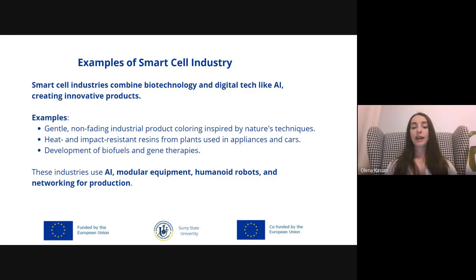So heat and impact resistant materials derived from plants have already been developed and are being utilized in home appliance enclosures and exterior decorative parts for automobiles. Moreover, biofuels and gene therapies are also included in the smart cell industry.